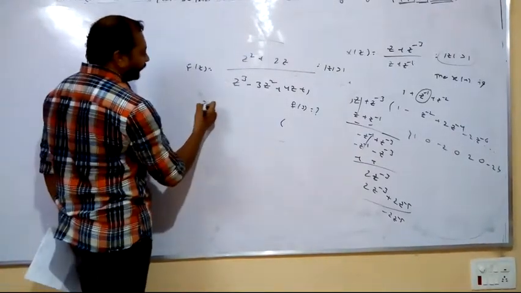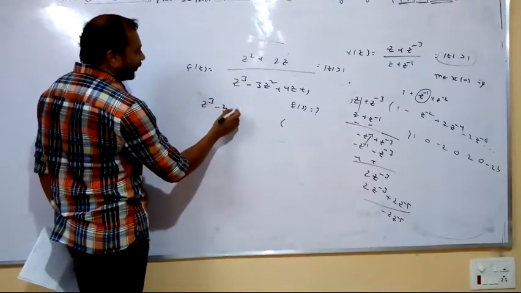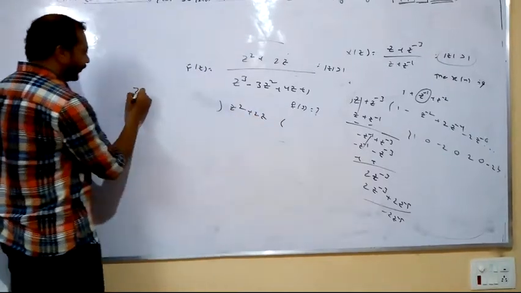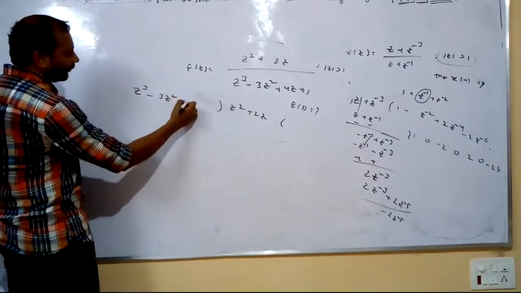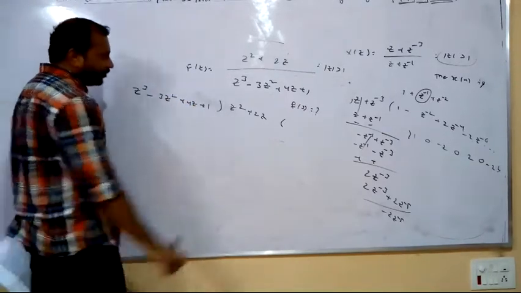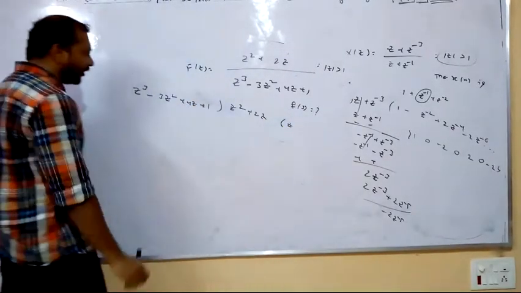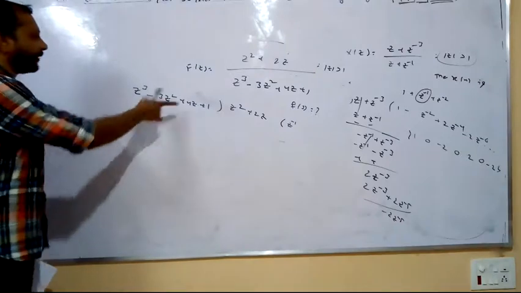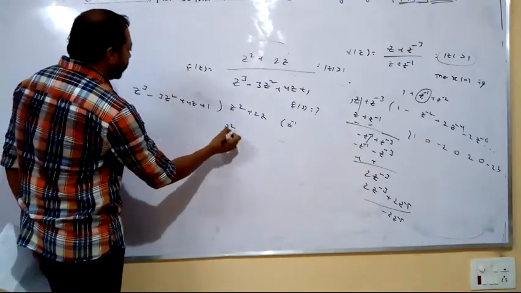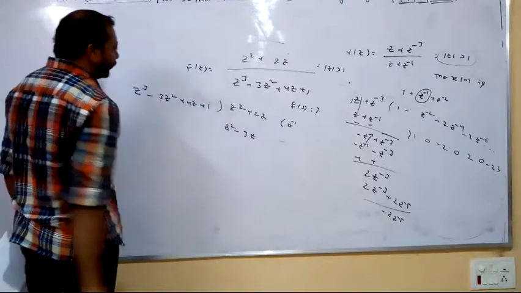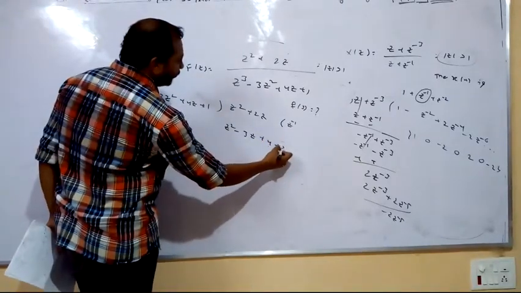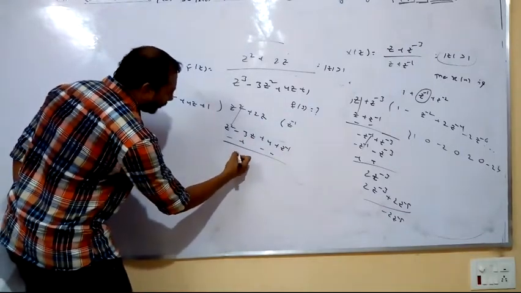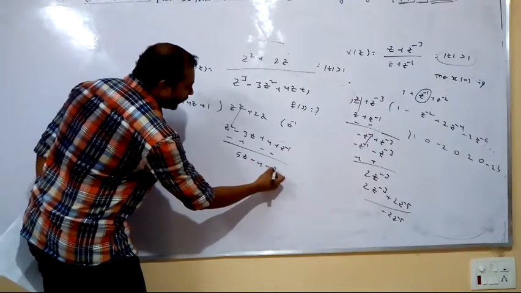So this can be represented as z cube minus 3z square plus 4z plus 1 dividing z square plus 2z. You have to multiply first with z to the power minus 1, then it will become z square. Subtracting, this is equal to 5z minus 4 minus z to the power minus 1.